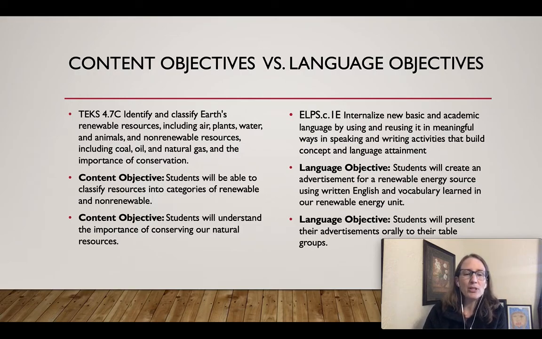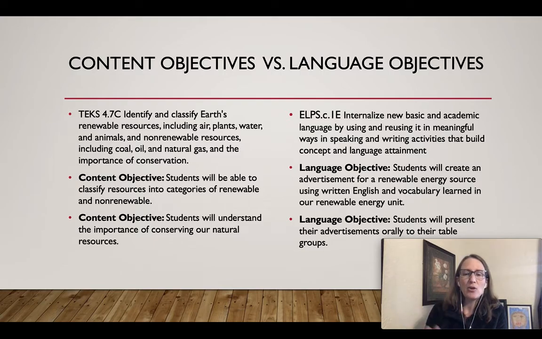As a teacher, I'm going to take that content standard that I'm trying to teach, and I'm going to write it in a format, first of all, that I as a teacher understand and that my students understand, that I could write on my whiteboard in the front of my classroom if I was back in my physical classroom, and my students could understand that today, this is what I am going to be able to learn to do. So my content objectives for this particular lesson might say something like students will be able to classify resources into categories of renewable and non-renewable. And I might have a second one that goes along with this. I might break it up into two, saying that students will understand the importance of conserving our natural resources.